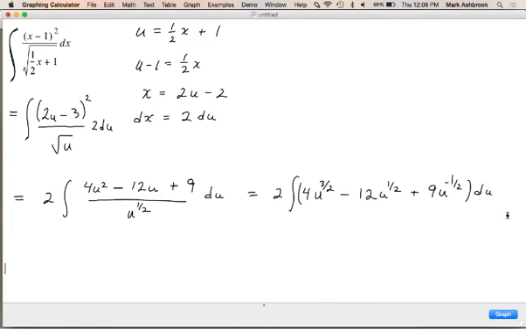Did you catch it? See what happened? This would have never been possible leaving it in terms of x. Right? By switching it to u, getting just the square root of u in the denominator, we can multiply out the numerator, and then we can combine, make it 3 fractions, and use power rules to just get basically just individual terms that are easy.